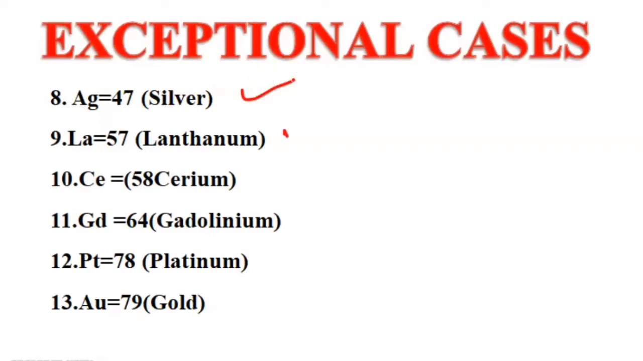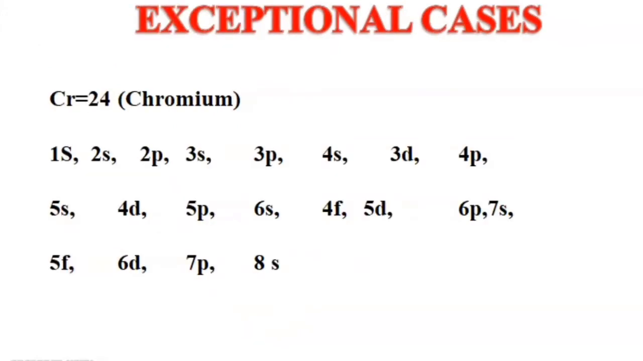Lanthanum, atomic number 57. Number 10 is cerium, atomic number 58. Number 11 is gadolinium, atomic number 64. Number 12 is platinum, atomic number 78. Number 13 is aurium or gold, atomic number 79. These are the 13 exceptional cases whose electronic configuration is changed.